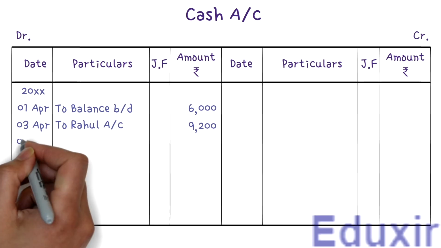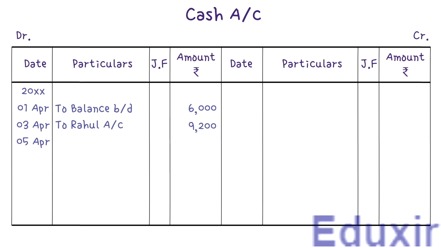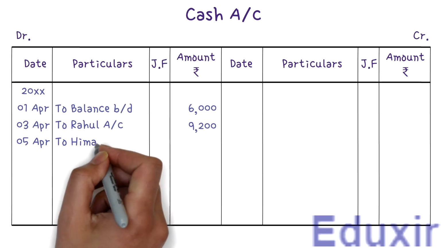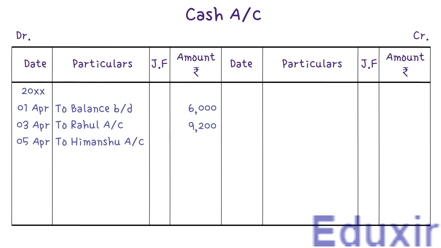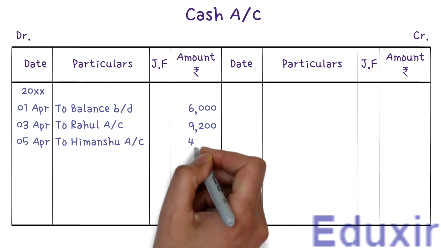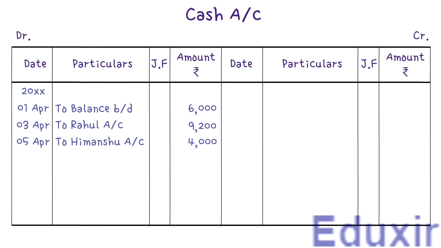Let us first write the date. Let us then write to Himanshu account into the particulars column. Let us then write the debit amount of 4000 rupees in the amount column. With that, we have completed the posting of this journal entry into cash account. Let us now take up the next entry.